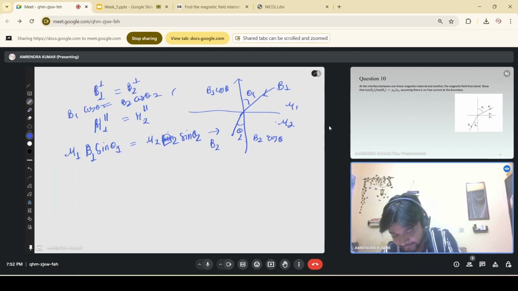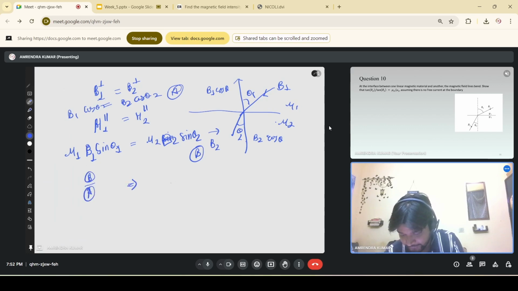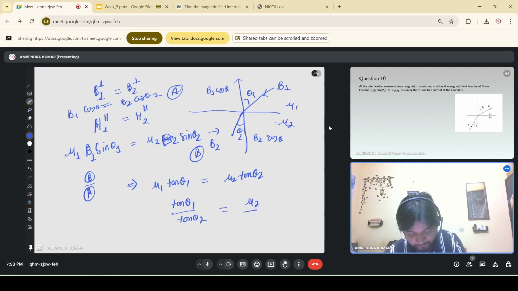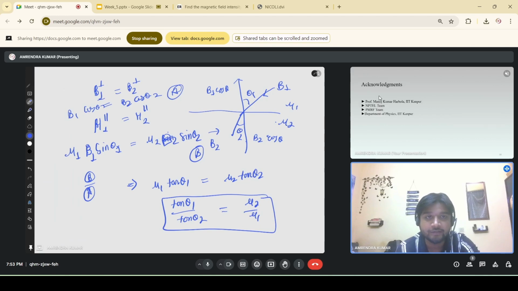Now let's divide equation B by equation A. That implies that tan theta 1 over mu 1 is equal to tan theta 2 over mu 2. So tan theta 2 over tan theta 1 is equal to mu 2 over mu 1, and this is how it can be solved easily.